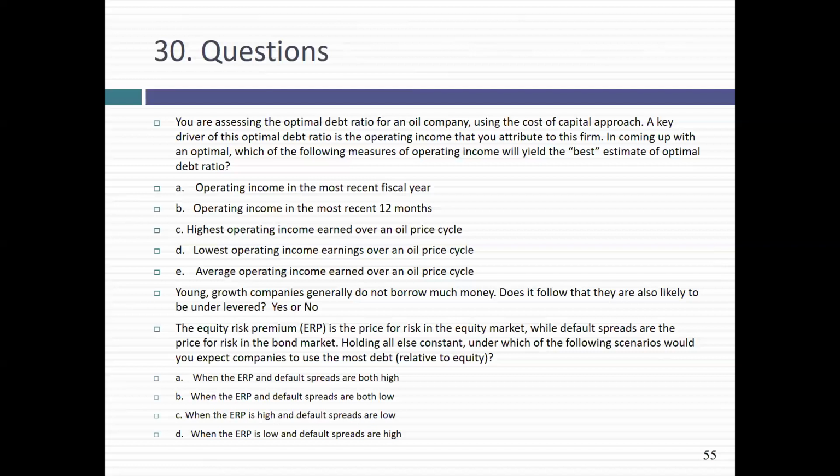The equity risk premium is in the CAPM calculation, so a high equity risk premium results in a high cost of equity. The default spread is in the cost of debt calculation, so when default spreads are high, that drives up the cost of debt. So if that's the case, we should find companies using a lot of debt when the equity risk premium is high, so the cost of equity is high, and the default spread is low, so the cost of debt is low.